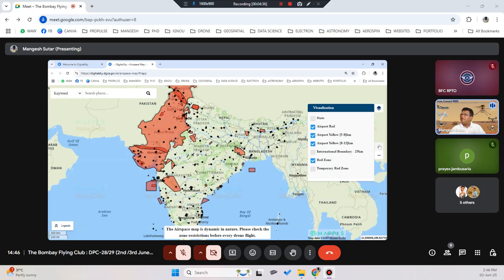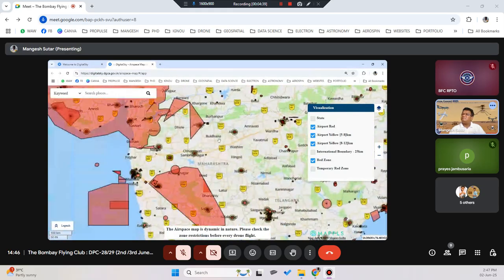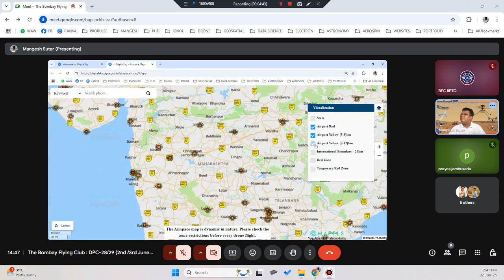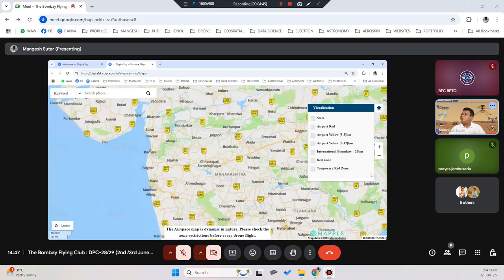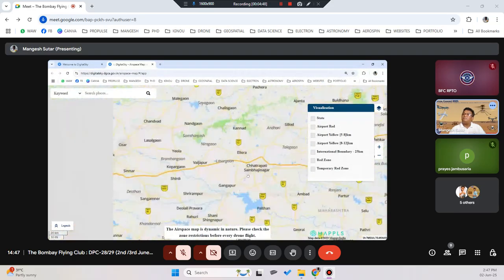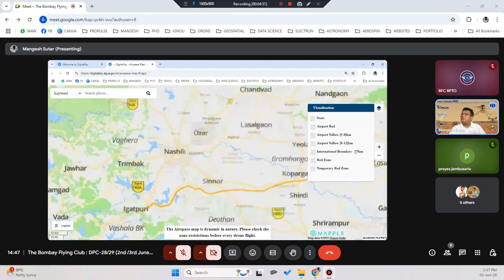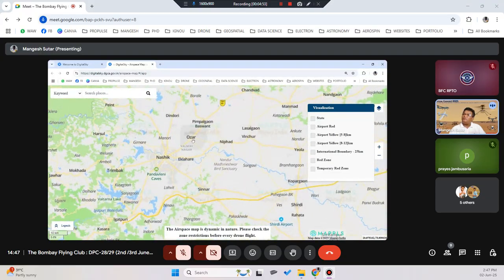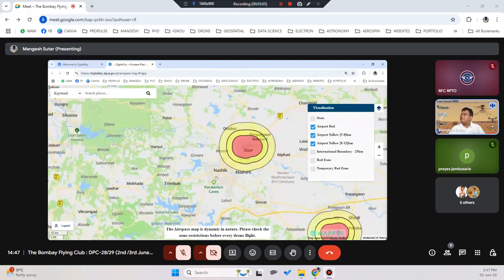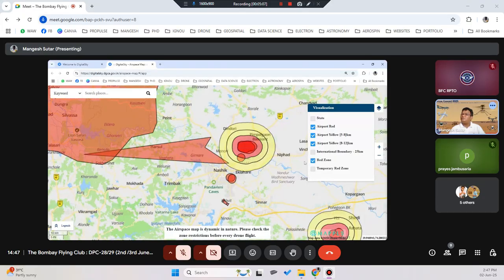Now if we see our area, Nasik Airport. Okay, let me remove this. Nasik Airport is a little bit on the outskirts of Nasik, so it's nearby Ozar. Okay, so you can see here the red zone, yellow zone, outer yellow zone. But now if you see Nasik, there is a temporary red zone near Nasik also. Okay, so this is another.